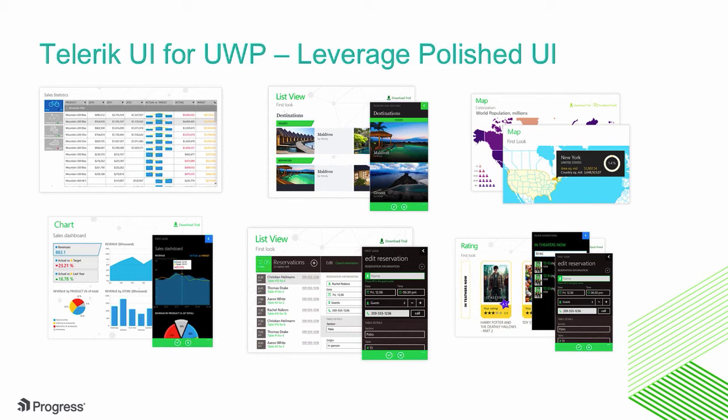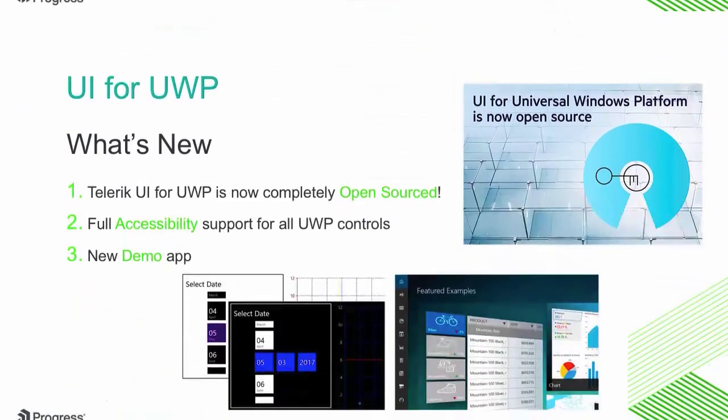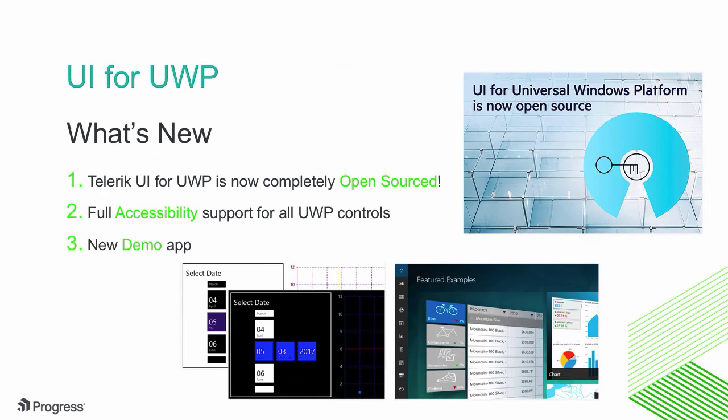Now, the last time we spoke about UWP was during our R1 release, and the timing of it was just before we made a major announcement with Microsoft. So, unless you were living under a rock, you should have heard the news that UI for UWP is now completely open sourced. Yes, it costs exactly $0. It's free for you to use. The source code is out there on GitHub, and you're free to use it to your heart's content to build your dream UWP app.